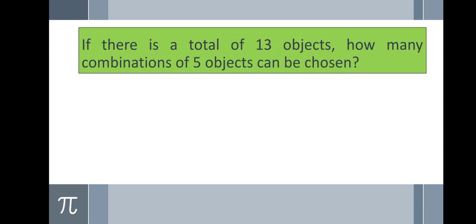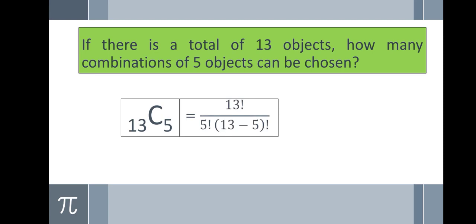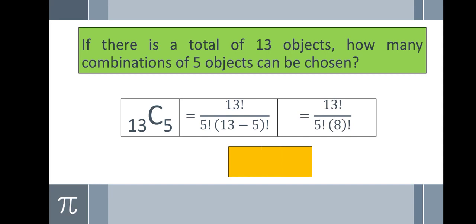If there is a total of 13 objects, how many combinations of 5 objects can be chosen? We have the keyword combinations, so we will use the combination rule. That is combination of 13 taken 5 at a time, or 13 factorial all over 5 factorial times 13 minus 5 factorial. 13 minus 5 is equal to 8. Using calculator, the answer is 1287. There are 1287 combinations.